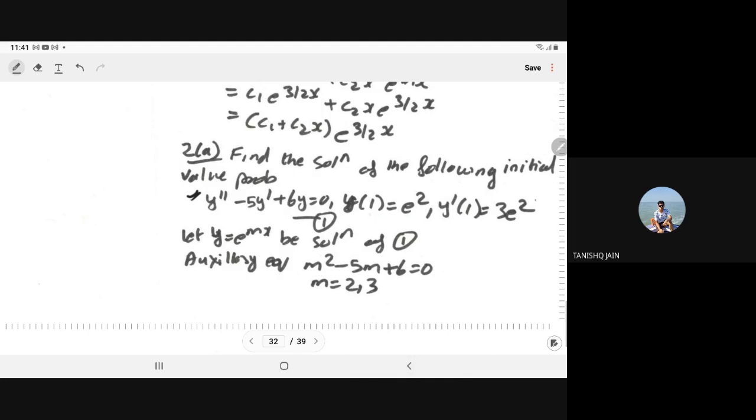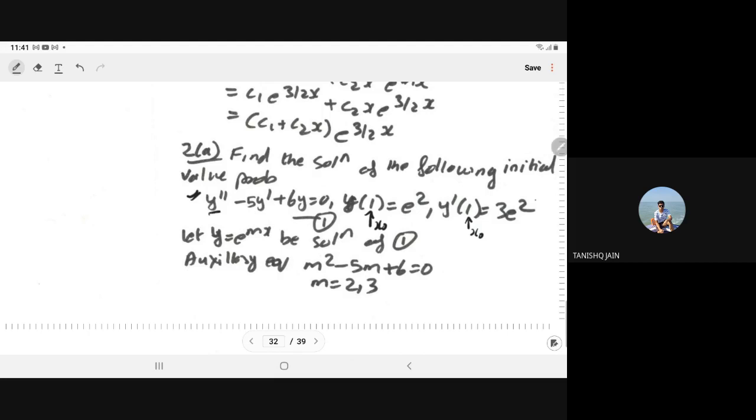When we have two conditions at the same x naught, then we say it is an initial value problem. Initial value means at the initial point. So here we have the initial point x naught is equal to 1. That is known as the initial value problem.